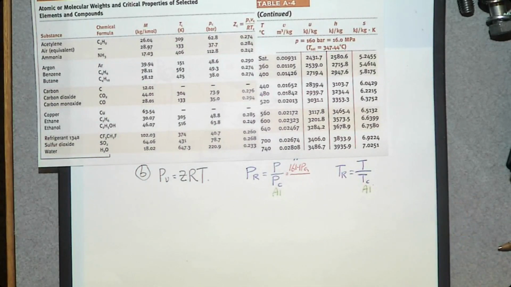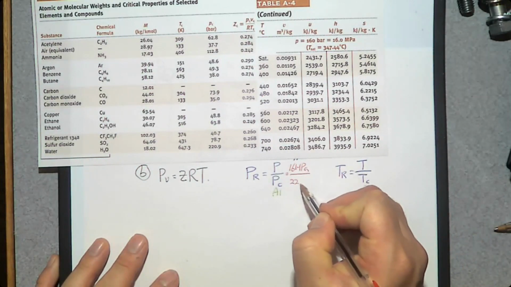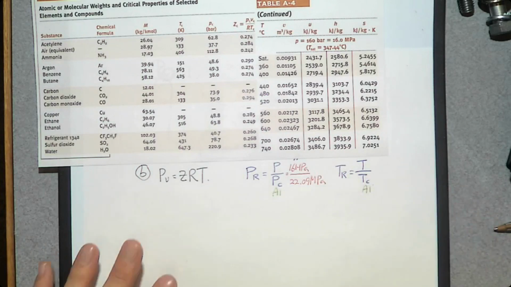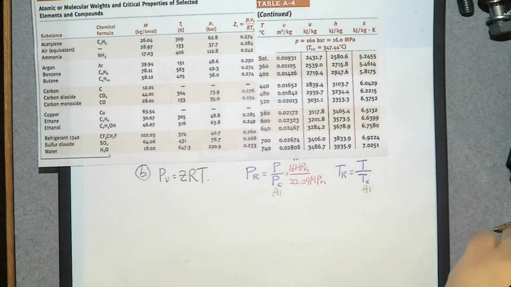The critical pressure is going to be 220.9. However, the unit is bar. So it is 22.09 megapascal, because 1 bar is 100 kilopascal or 0.1 megapascal. So this one is going to be 22.09 megapascal. Yeah, this one is A1. A4 is, just for your information, the superheated vapor table for water.